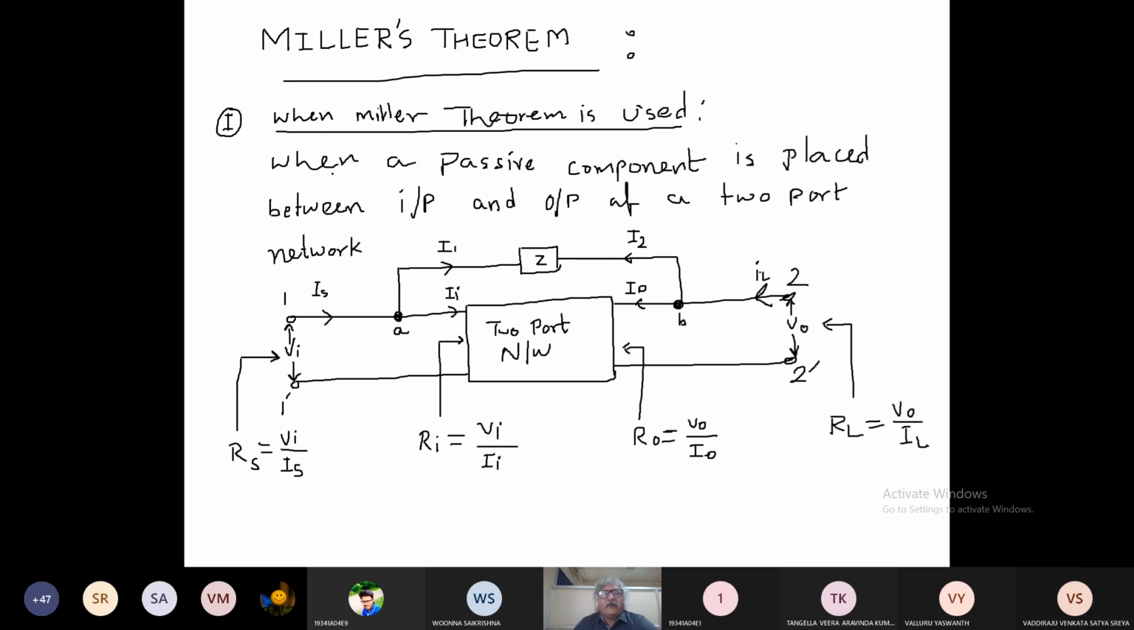See the statement: when a passive component is placed between input and output of a two-port network. One end of this passive component is connected to the input of the two-port network, that is at point A, and another side is connected to the output of this two-port network, that is point B. If you find this type of situation, then we use the Miller theorem.